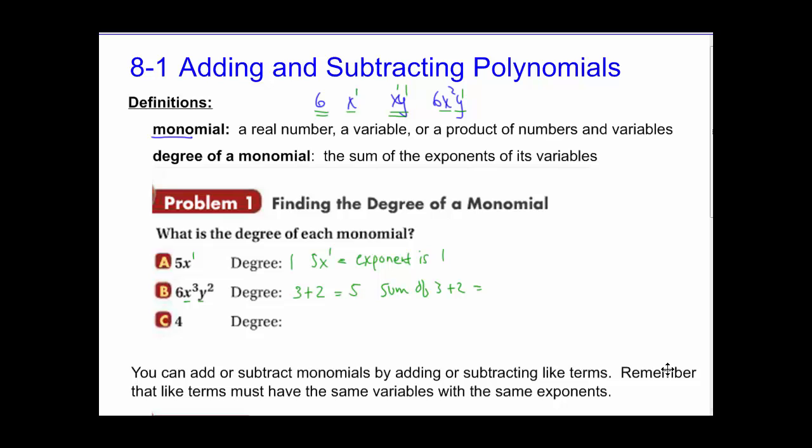And the last one, c. 4 does not have a variable. So let's pretend this were 4x to the 0. Remember, anything to the 0 power is 1. So it's still 4. And therefore, the degree is 0. So 4x to the 0 is really 4, which the degree is equal to 0. Okay. So a, the degree was 1. b, the degree was 5. And c, the degree was 0.